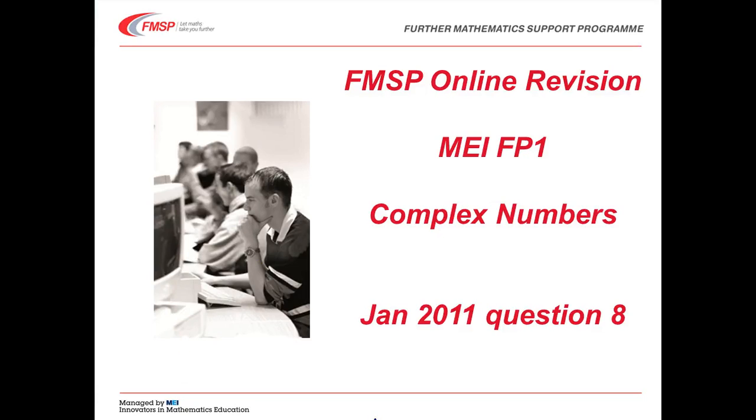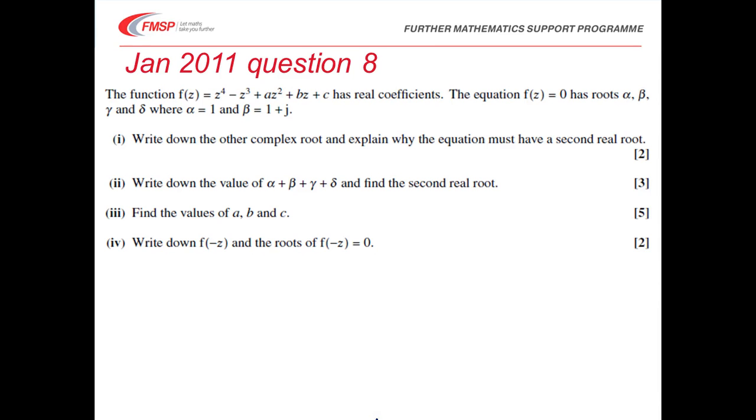Hello, in this video we're looking at MEI Further Pure 1, the January 2011 paper, question 8, which is on complex numbers. It's a long question, so it's worth reading it through carefully first. We're asked to consider a function with real coefficients, and the equation f of z equals 0 has roots alpha, beta, gamma and delta, and we're told alpha and beta.